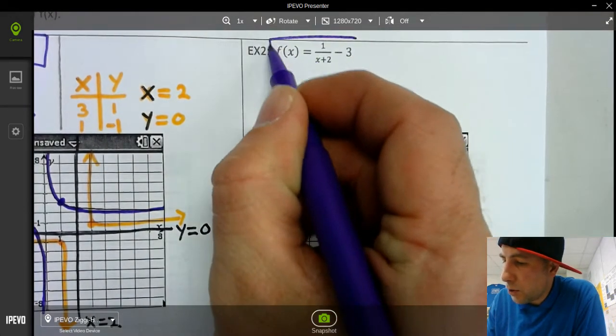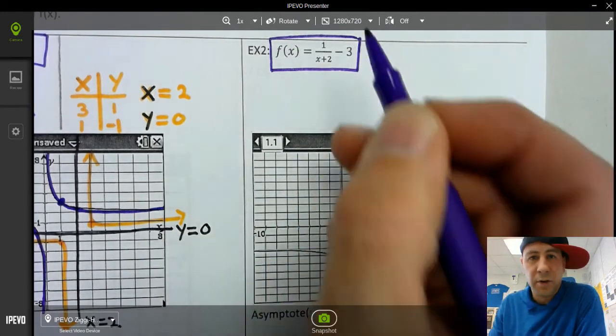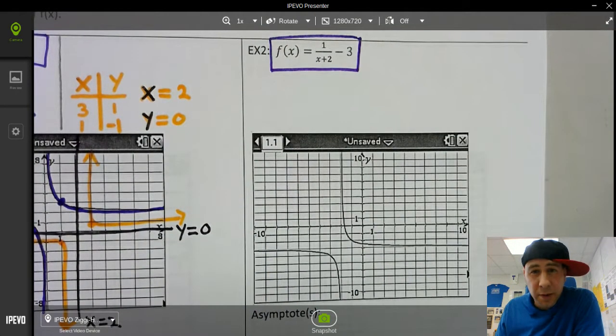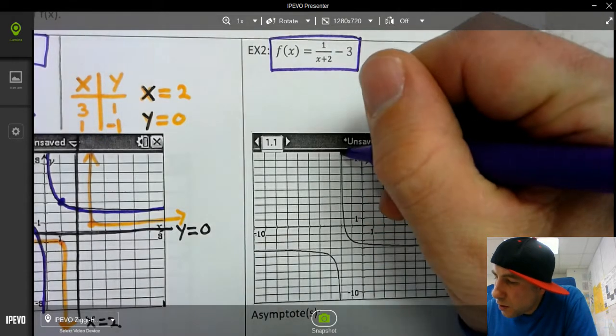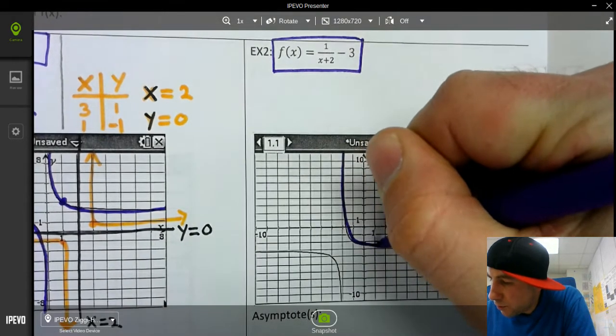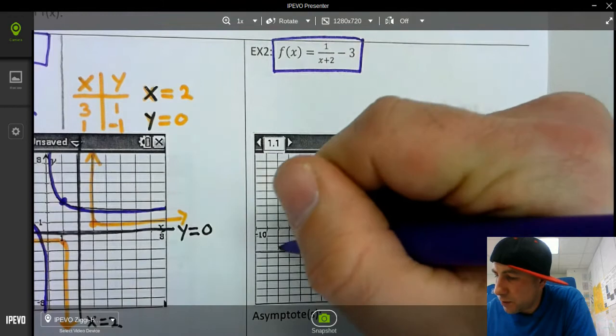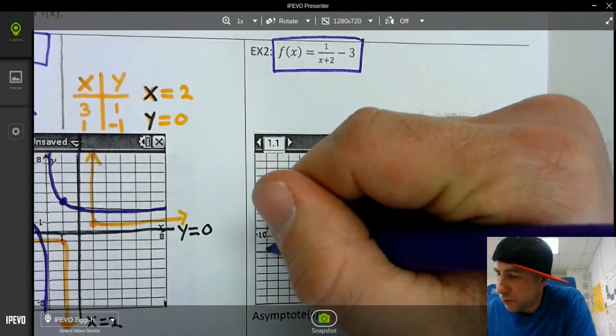All right, so again, you're going to color code. So I'm going to put the original function in purple, but I think it looks blue. But then again, everything to me looks blue. So I'm going to trace those. Now, I've saved some time, and I've already graphed f of x equals 1 divided by x plus 2, minus 3.